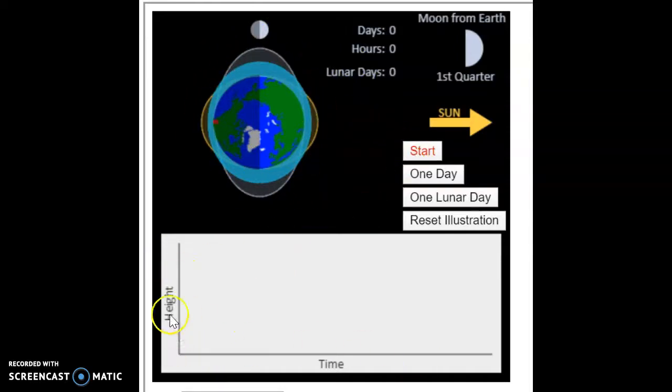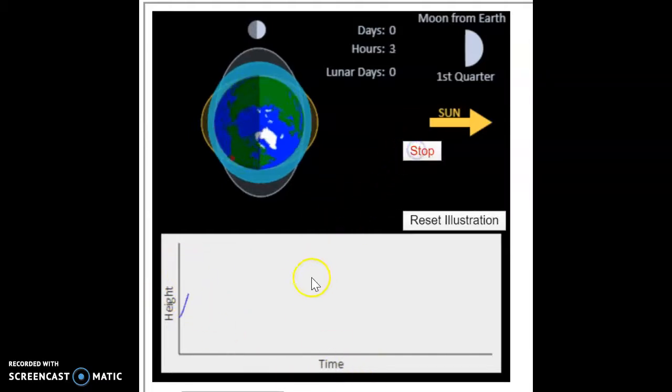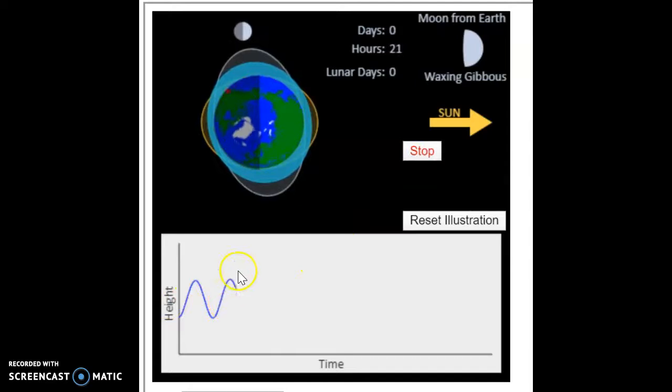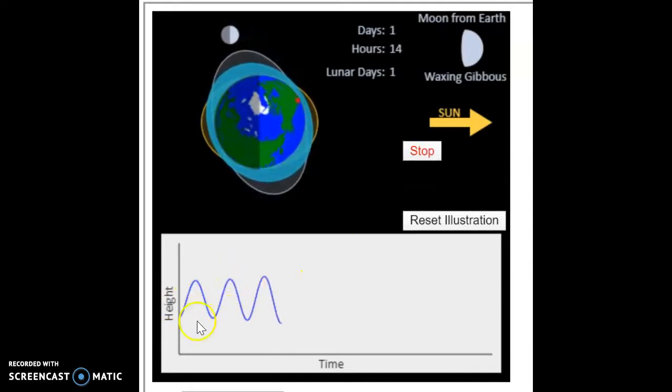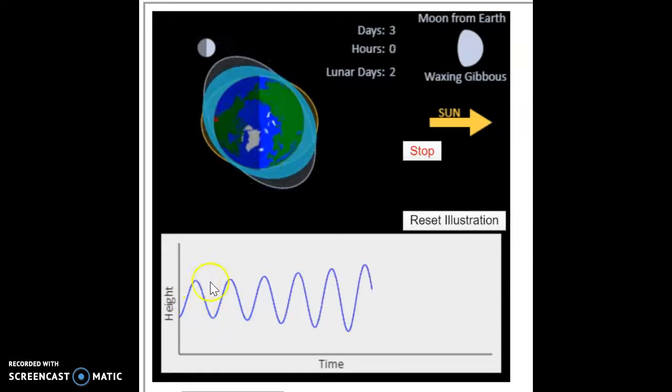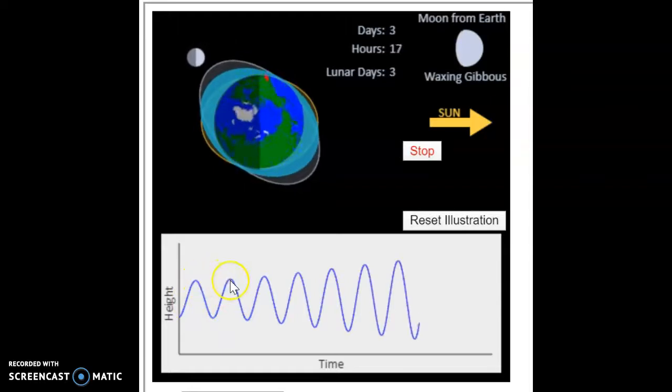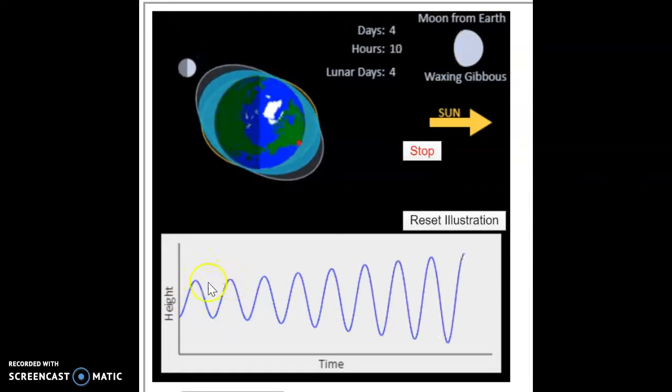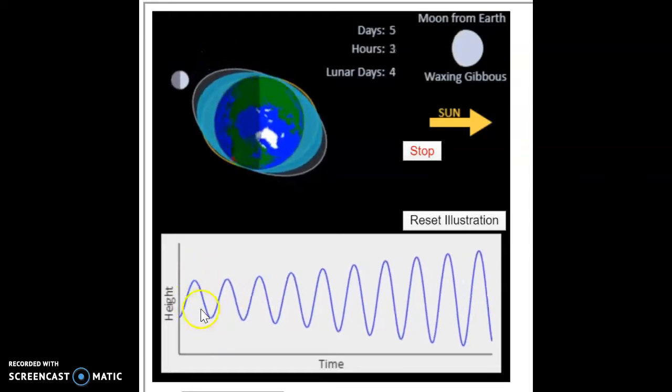Down here, we have a graph showing the height of the tides, that's the height of the tide, and then the time during a day. So we're going to start, this is a day and time. Every time you see one up and another up, that's going to be a 12-hour period from one up to the next up. Because remember, we have two high tides and two low tides every day.